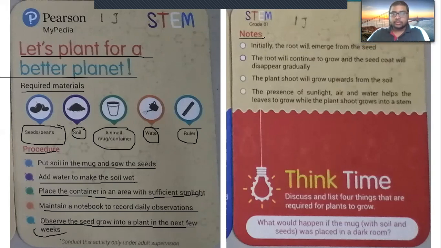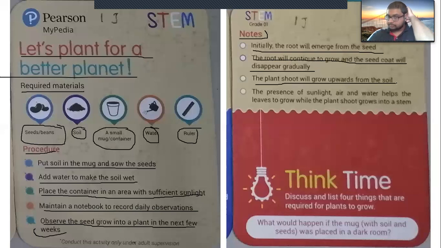There are some notes for all of you also. Let us see. Initially, the root will emerge from the seed. Okay, there will be a small seed, and the root will emerge from the seed. Then the root will continue to grow and the seed coat will disappear gradually. Then the plant shoot will grow upwards from the soil. And fourth, the presence of sunlight, air, and water helps the leaves to grow, while plant shoots grow into a stem. Okay, so this is how plants are developed.